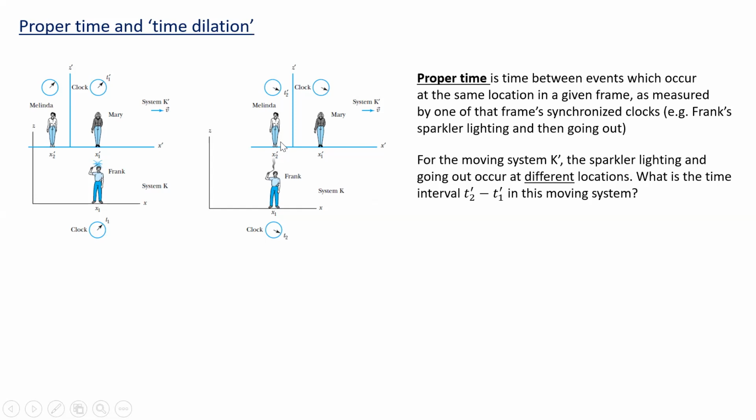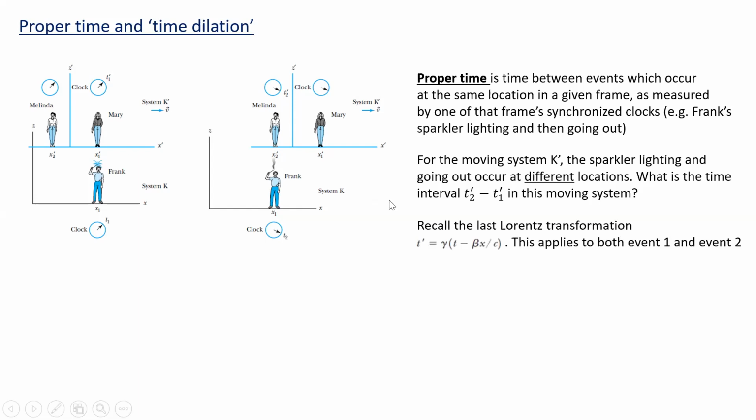So the time measured by a clock in the prime frame would not be a proper time, because the sparkler starts burning at position x1 prime, where Mary is, and it goes out at position x2 prime, where Melinda is. So the question becomes, if it's not the proper time, is it the same time interval, or how does it differ? What is the time interval t2 prime minus t1 prime as measured in this moving system?